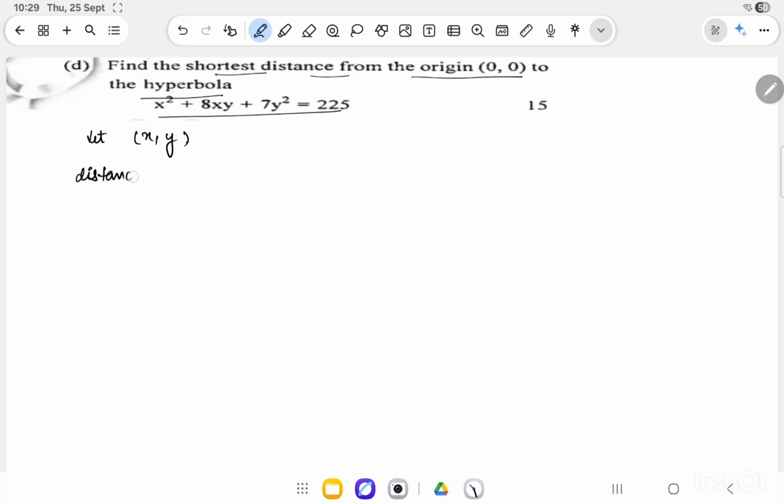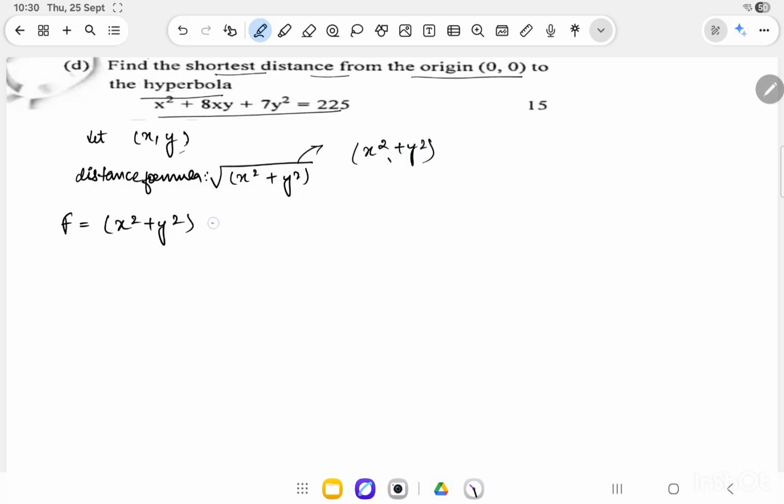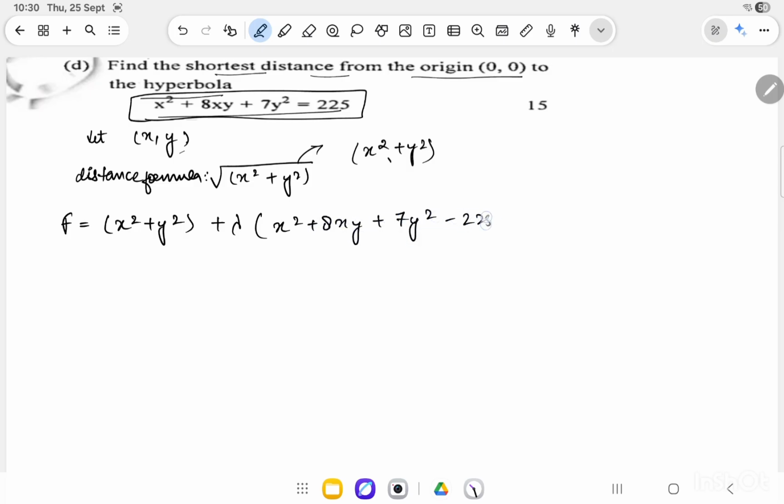Then by the distance formula, the distance between the origin and this point on the hyperbola will be the square root of x square plus y square. Our function f, because we are supposed to minimize this, so minimizing this is the same thing as minimizing x square plus y square. So capital F will become x square plus y square plus lambda times the given condition of the hyperbola, that is x square plus 8xy plus 7y square minus 225.